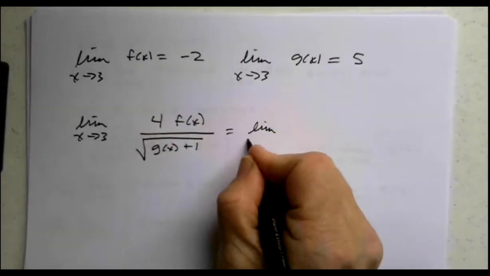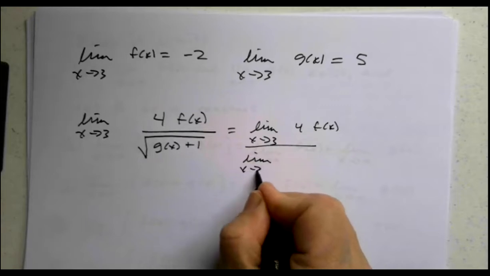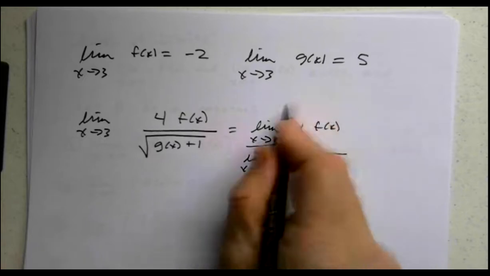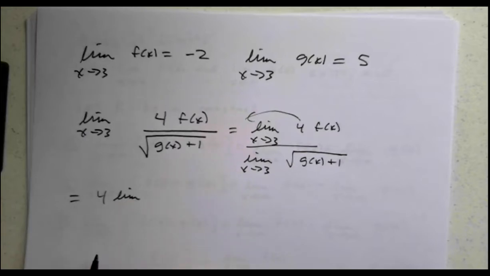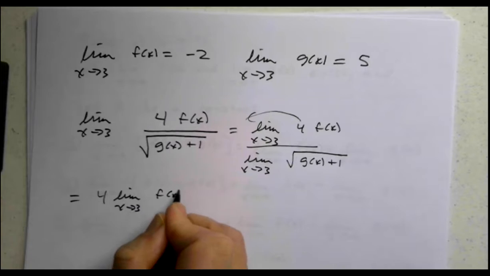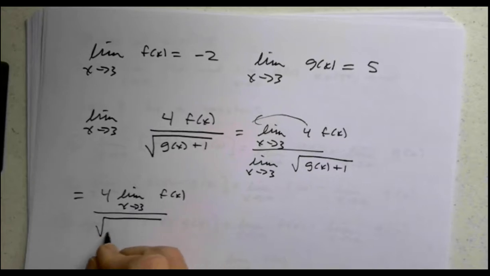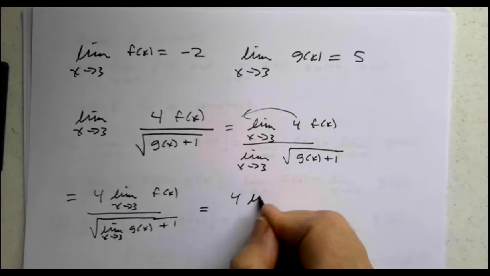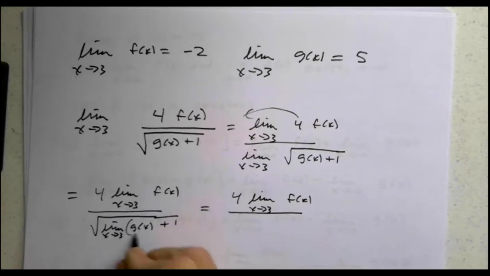So I could take the limit as x goes to 3 of 4 times f of x divided by the limit as x goes to 3 of the square root of g of x plus 1. Then we had the other rule that said we can pull the constant out, so the 4 comes out. So that would be 4 times the limit as x goes to 3 of f of x divided by, we said that if we have the limit of the square root of something, that's the square root of the limit of the something, square root of the limit as x goes to 3 of g of x plus 1.